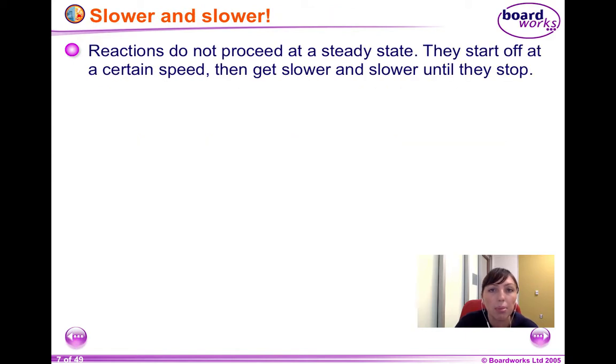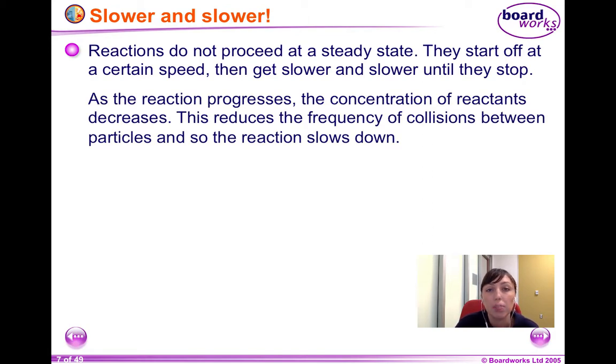Reactions do not proceed at a steady rate. Generally, they start off at a certain speed, then they get slower and slower until they stop. As the reaction progresses, the concentration of reactants decreases, right? Which makes sense because as reactants collide, if they collide with enough energy, they will react and become the product. That decreases the concentration of reactants, and it reduces the frequency of collisions between particles, which means that the reaction is going to slow down.